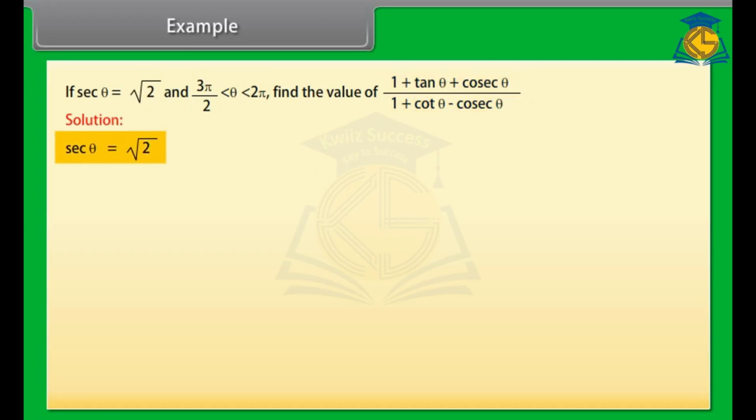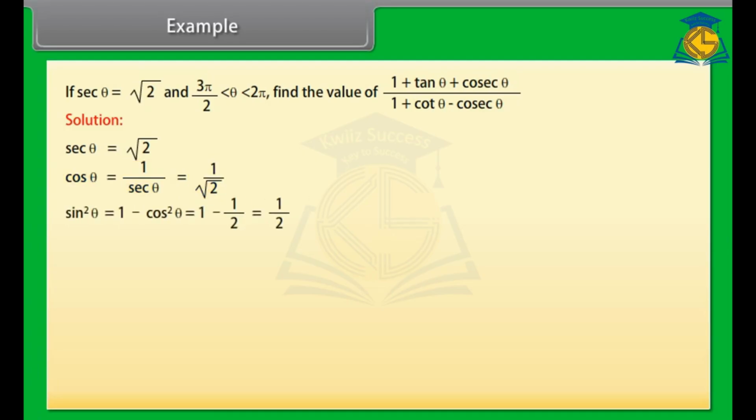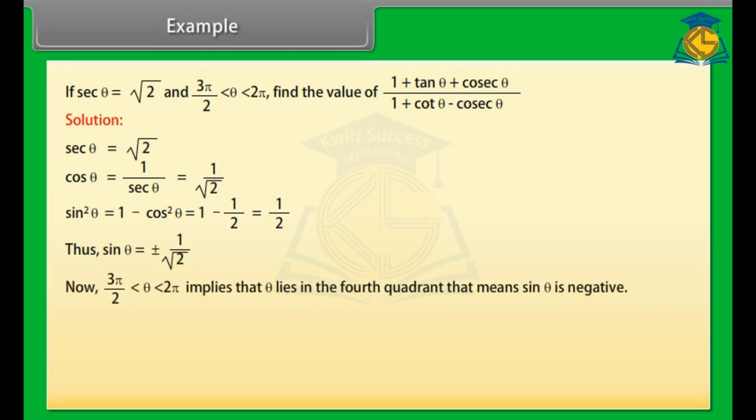Solution. Sec of theta is equal to under root 2. Cos of theta is equal to 1 by sec of theta is equal to 1 by under root 2. Sin square of theta is equal to 1 minus cos square of theta is equal to 1 minus half is equal to half. Thus, sin of theta is equal to plus minus 1 by under root 2. Now, 3 into pi by 2 less than theta less than 2 into pi implies that theta lies in the fourth quadrant. That means sin theta is negative.